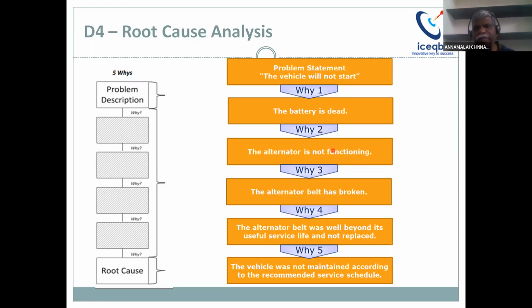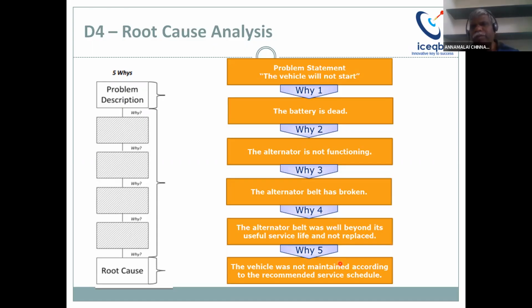Because the alternator is not functioning. Why is it not functioning? Because the belt is broken. Why is the belt broken? Because the belt has served for more than its life. Why has it served for more than its life? Because it was not maintained according to the recommended service schedule. So that means the vehicle, which you are supposed to give for regular service at a maximum of maybe 6 months or 5,000 kilometers of running, you should have given for the regular service.